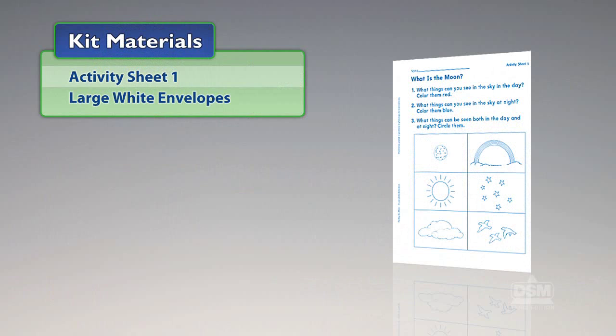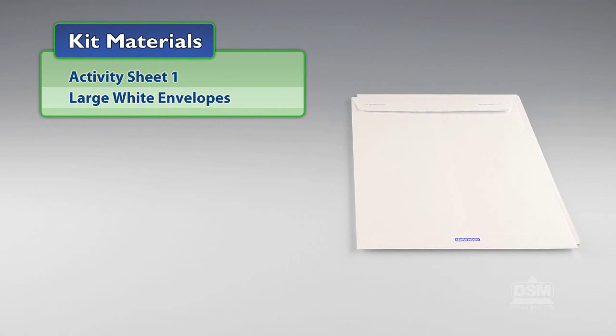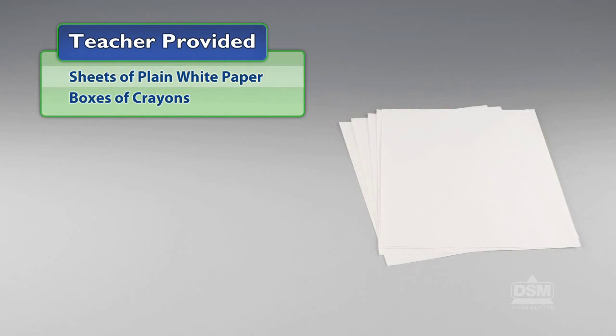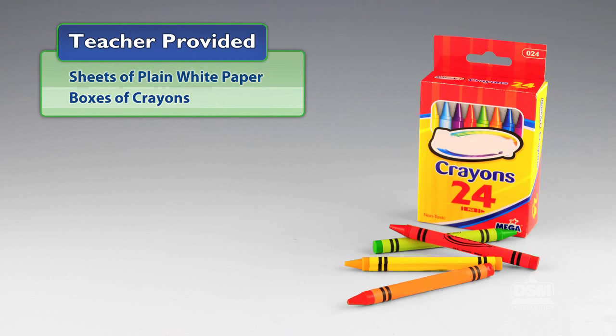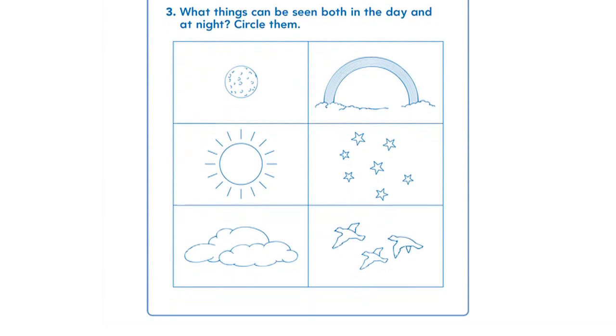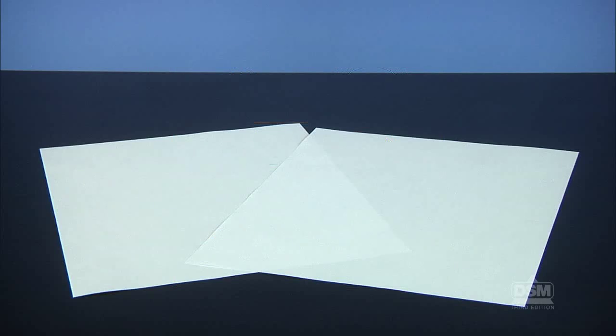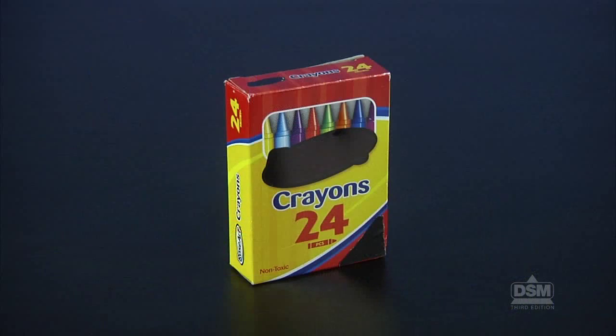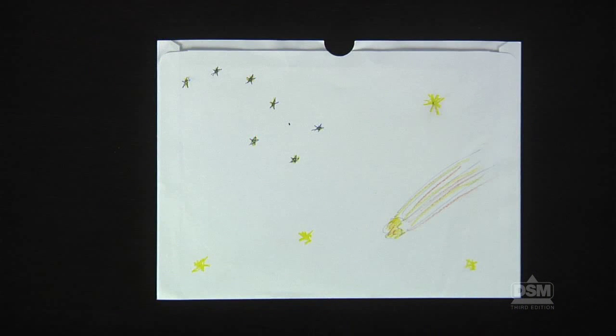You will need the following materials from the kit: Activity Sheet 1 and large white envelopes. You will also need to provide sheets of plain white paper and boxes of crayons. To prepare for the activity, make a copy of Activity Sheet 1 for each student. Each student will need 2 sheets of white paper. Each team of 2 will need a box of crayons. Give each student a large envelope in which to store his or her drawings and activity sheets.